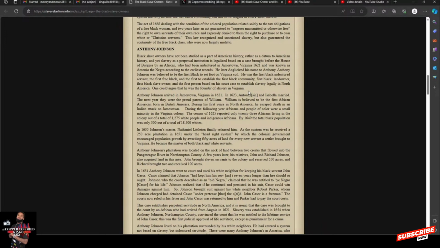In 1635, Johnson's master, Nathaniel Littleton, finally released him. As was the custom, he received a 250-acre plantation in 1651 under the headright system, by which the colonial government encouraged population growth by awarding 50 acres of land for every new servant a settler brought to Virginia. He became the master of both black and white servants. Anthony Johnson's plantation was located on the neck of land between two creeks that flowed into the Puntagootee River in Northampton County. I got family coming from Northampton County, and I know that these were the black European slave owners.